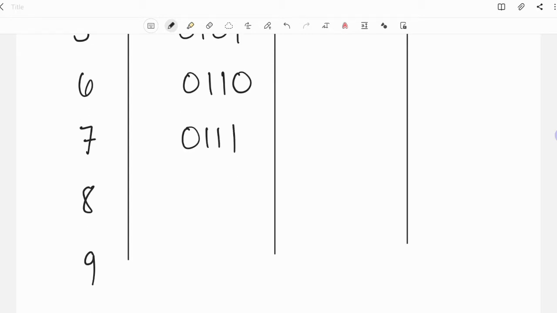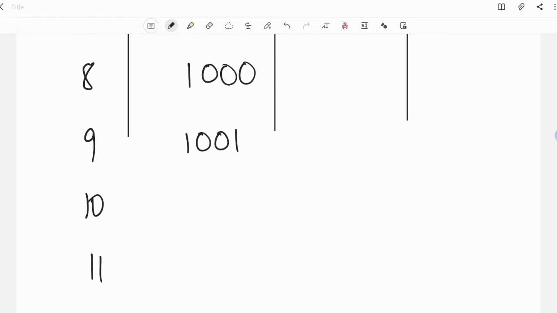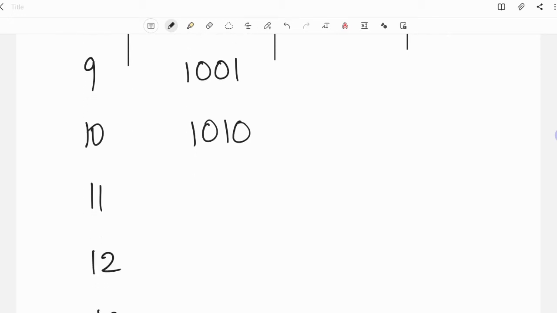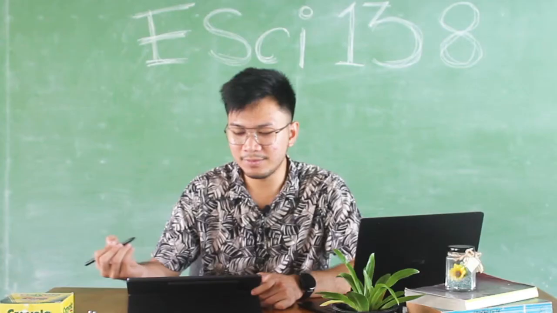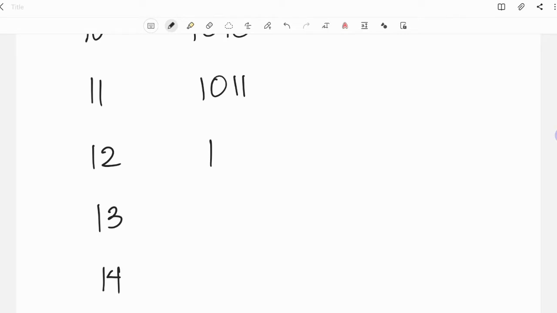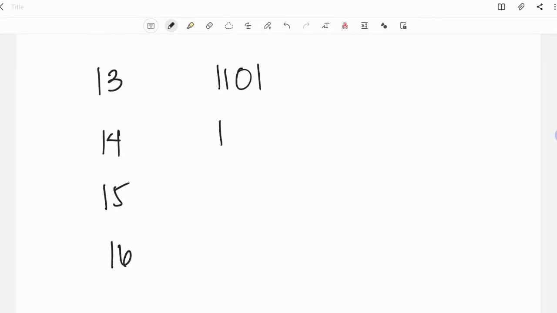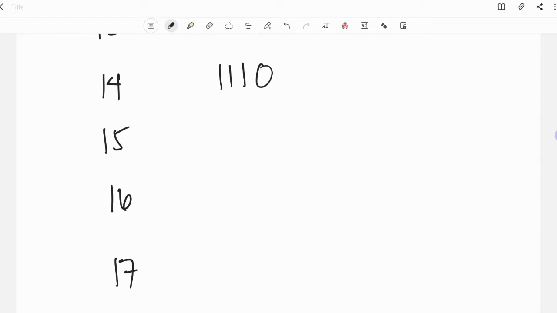Inig 8, unsa may tabo? 1 0 0 0. So number 9, 1 0 0 1. Number 10, 1 0 1 0. Number 11, 1 0 1 1. Makabantay lang siguro mo sa pattern kung magsige tag balik-balik ani. 12, 1 1 0 0. 13, 1 1 0 1. 14, 1 1 1 0. 15, 1 1 1 1.